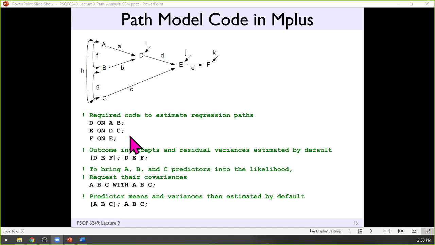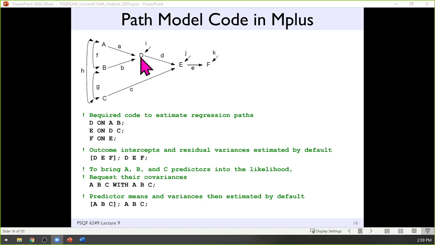So the degrees of freedom for this model would be the number of direct paths that could have been included that weren't. So for instance, there's nothing directly connecting C and D. There's nothing directly connecting B and E, B and F, A and E, A and F. So all the things that are missing are potential sources of misfit. So this is over-identified.